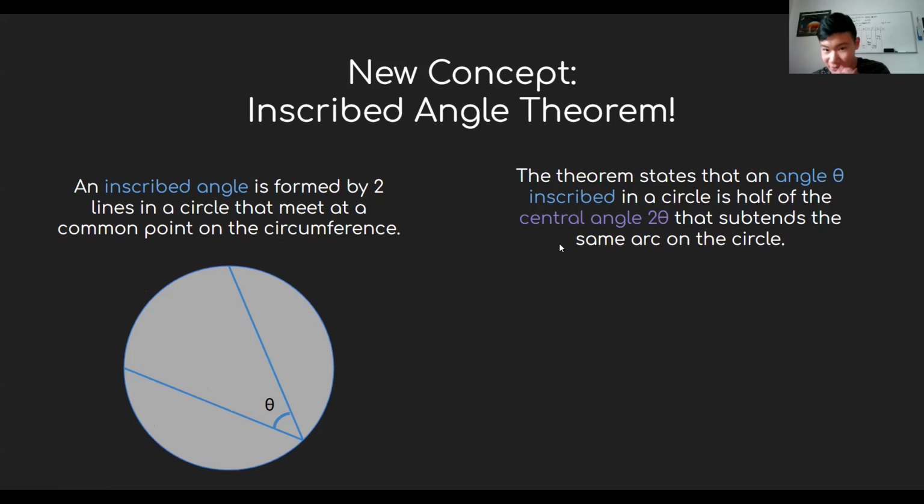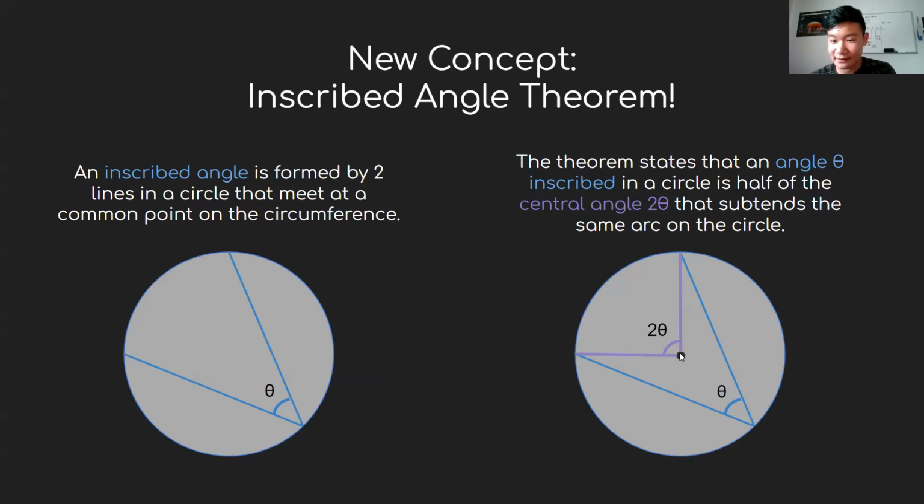So do you guys remember what a central angle is? We actually used this earlier. The central angle is close to an inscribed angle, but actually it's extended from the center of the circle, right? That's why it's called the central angle. So this purple angle is central, and this blue angle is inscribed.